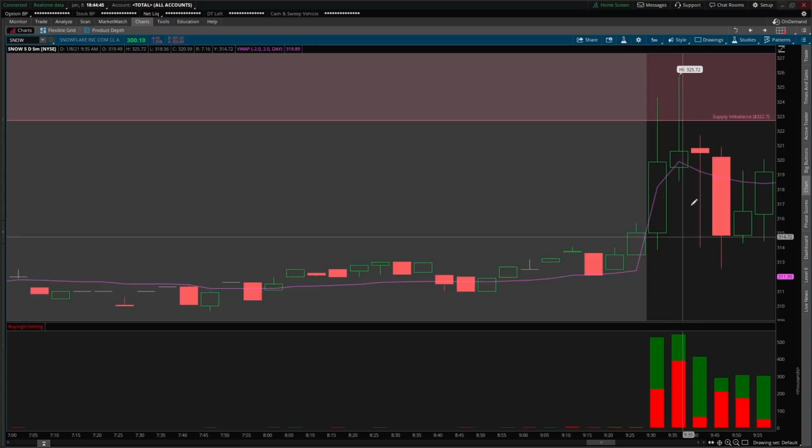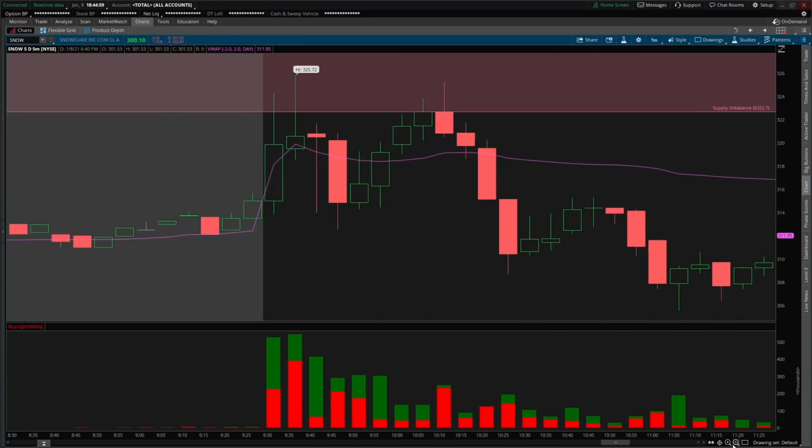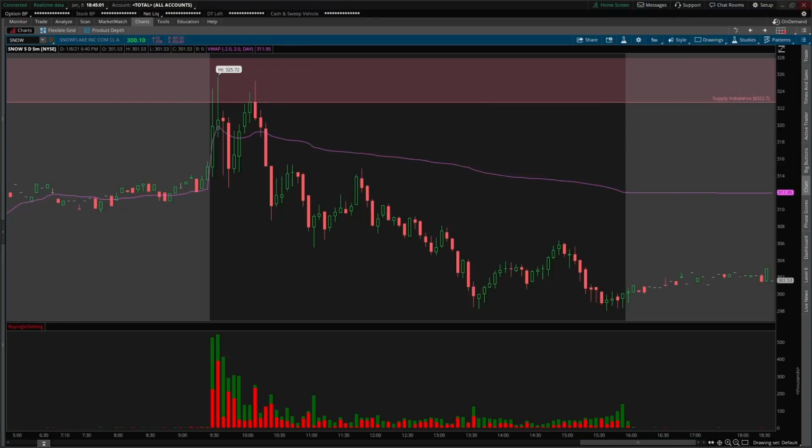Yes, we did rally about 12 or so points to the upside, but if you don't know we're in a supply imbalance, you were to take this trade long, and you would have gotten completely demolished from a nice sell-off from the sell imbalance up here. We eventually double topped and had pretty much a nice all-day sell-off.